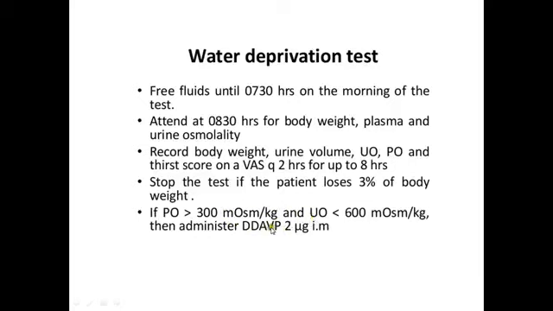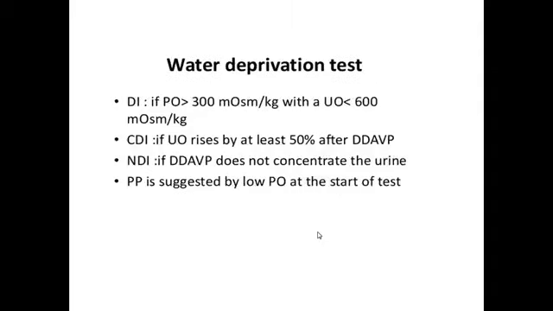Now to find out whether it is cranial or whether it is nephrogenic, you give DDAVP. DDAVP is the synthetic form of antidiuretic hormone. So you give 2 microgram IM. In Pakistan, this IM form is not available, so we use nasal ADH. That is available, we use that.